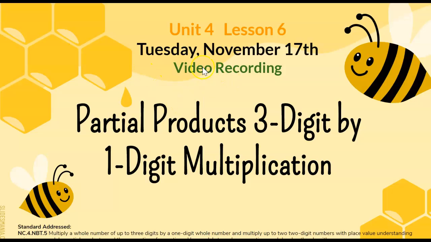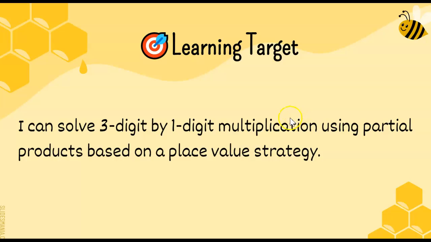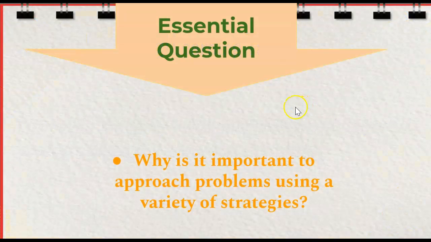Hello, today is Tuesday, November 17th, and today we will be studying Unit 4, Lesson 6. In Lesson 6, we'll be learning about partial products, 3-digit by 1-digit multiplication. Our learning target for today: I can solve 3-digit by 1-digit multiplication using partial products based on a place value strategy. Our essential question: why is it important to approach problems using a variety of strategies?